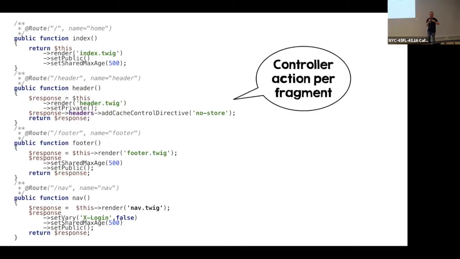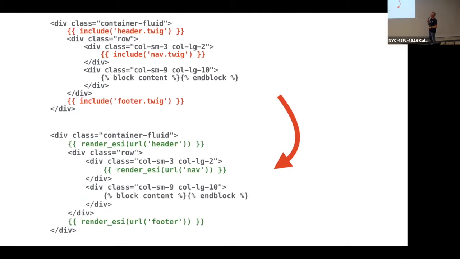Instead of having a single controller or a single controller action to load your page, you'll have different ones. You have your index, you have your header, your footer, and your navigation. Some parts won't be cacheable, other parts will be cacheable. So you need one for everyone. And then at the view layer, if all goes well, yes.